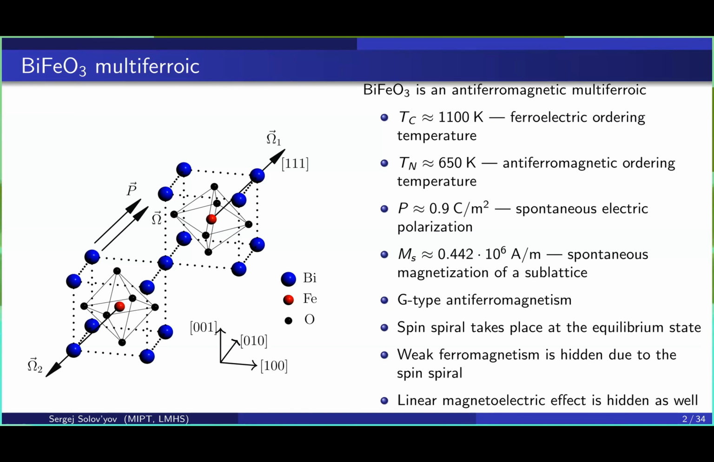And there are also in bismuth ferrite two magnetic sublattices, which are denoted as M1 and M2, the ordering parameters, the magnetizations. But we will describe these magnetic properties using the Néel vector, which is the difference of two magnetizations of sublattices.